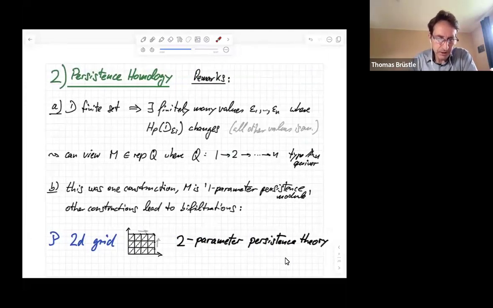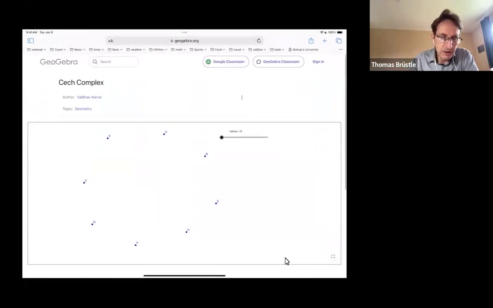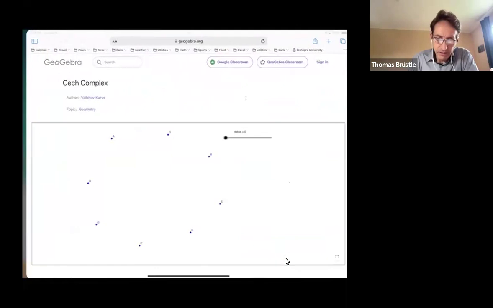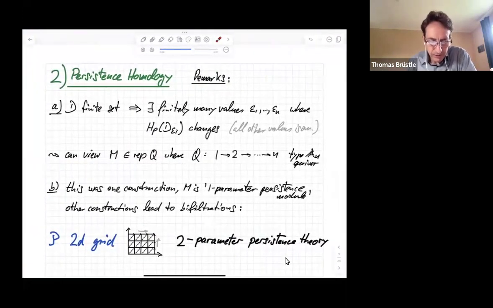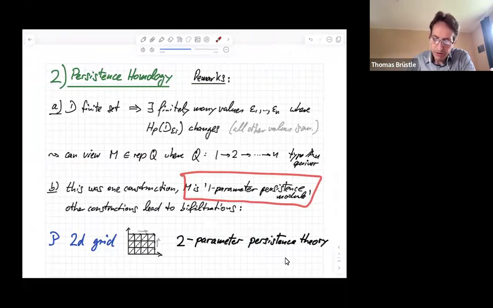Next remark is that what I showed here was just one construction. To be completely clear, this is called the Czech complex. And we have other constructions in particular, so that one construction gave us what is called a one parameter persistence module because we vary the radius, one parameter.